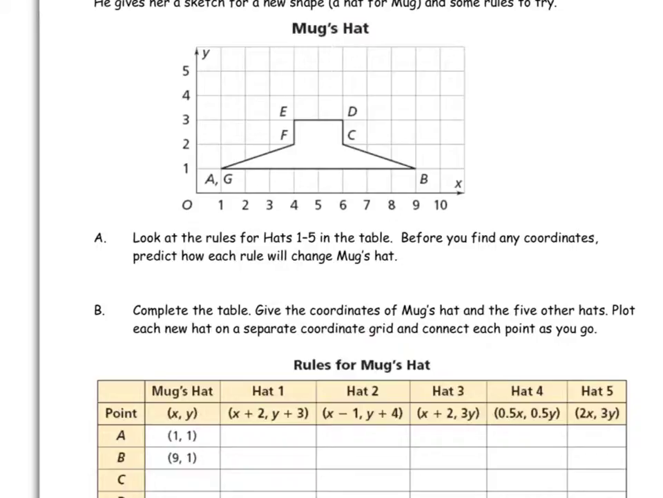Okay. So for Mug's hat, the original point is x, y. Then for hat number 1, the points are x plus 2, comma, y plus 3. For hat 2, it is x minus 1, comma, y plus 4. For hat 3, it is x plus 2, comma, 3y. For hat 4, it is 0.5x, comma, 0.5y. And for hat 5, it is 2x, comma, 3y.